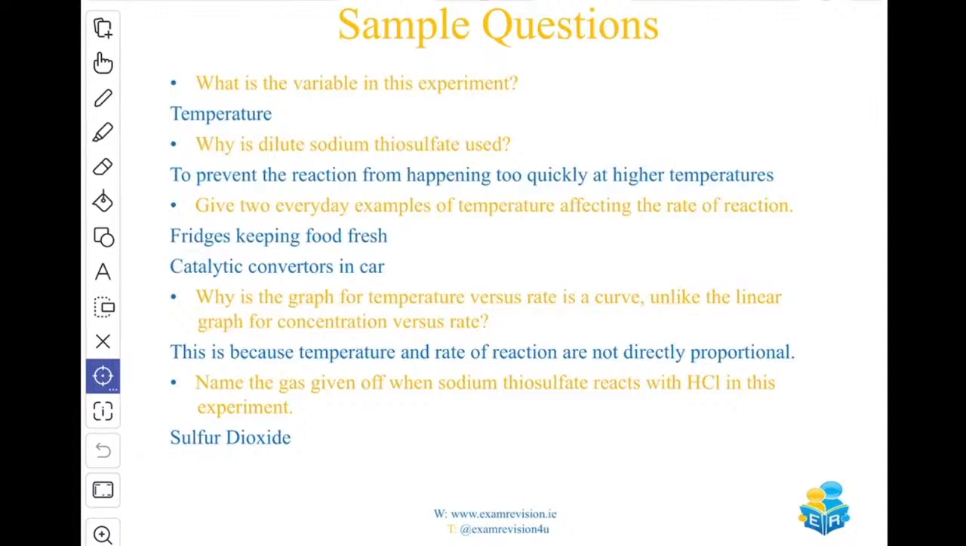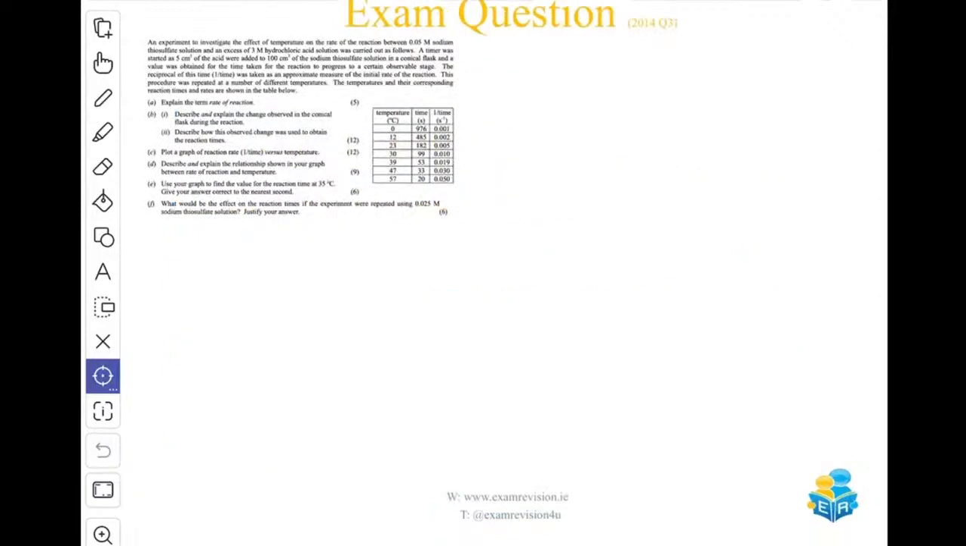So, as I promised, I said we would do an exam question, so here we are, we're going to do one now. This is the 2014 question 3 exam question, and this is an exam question based on the experiment for the effect of temperature on the rate of reaction.